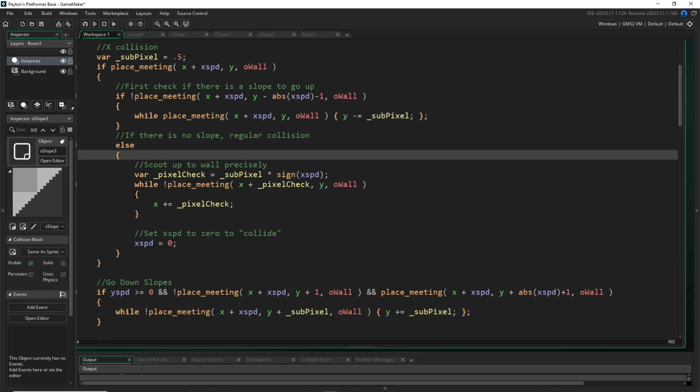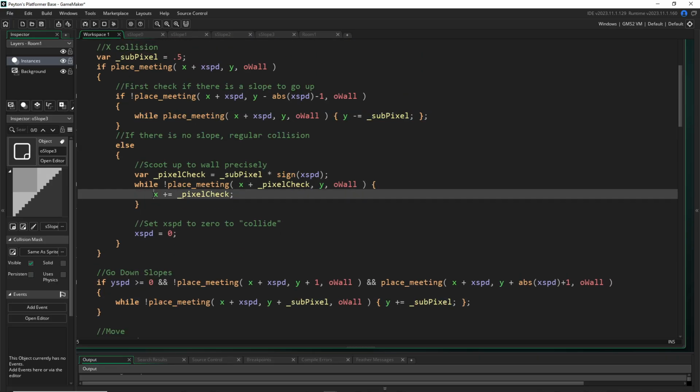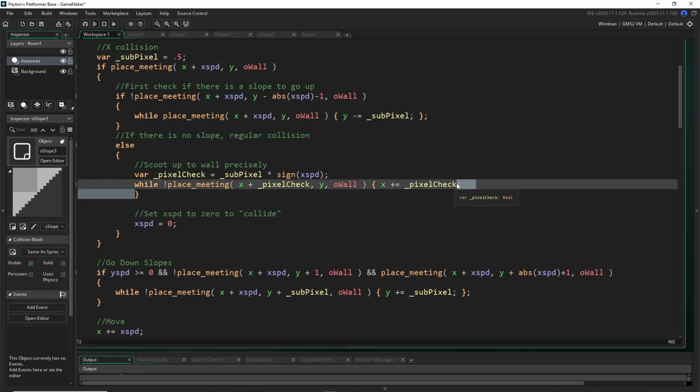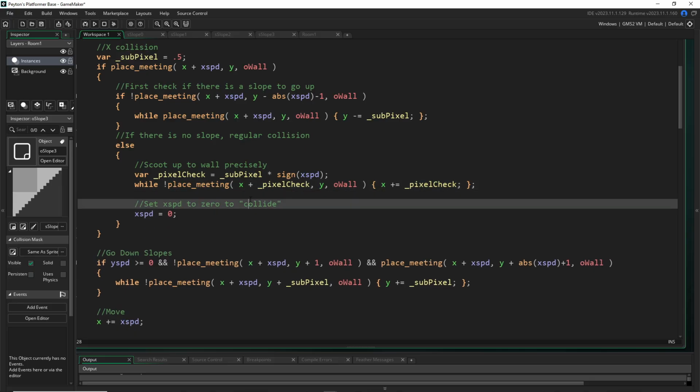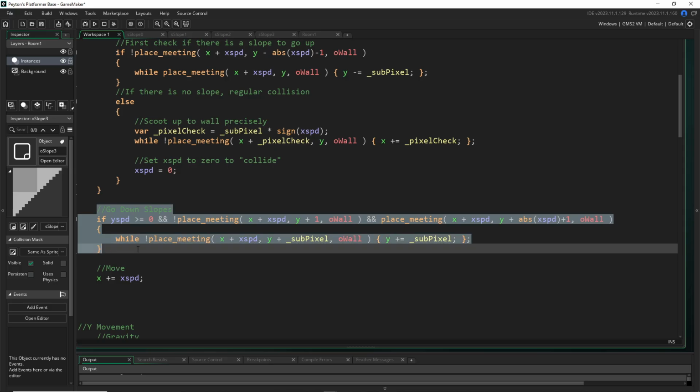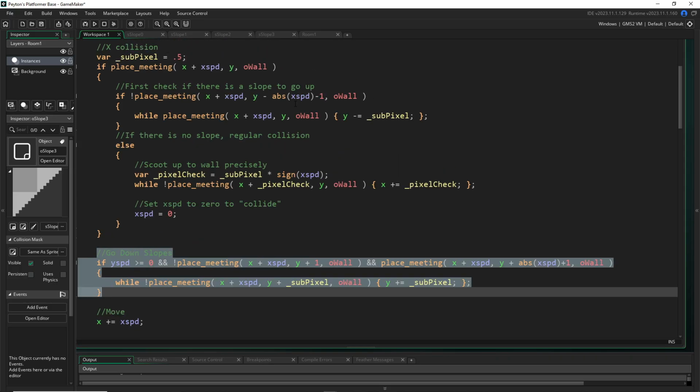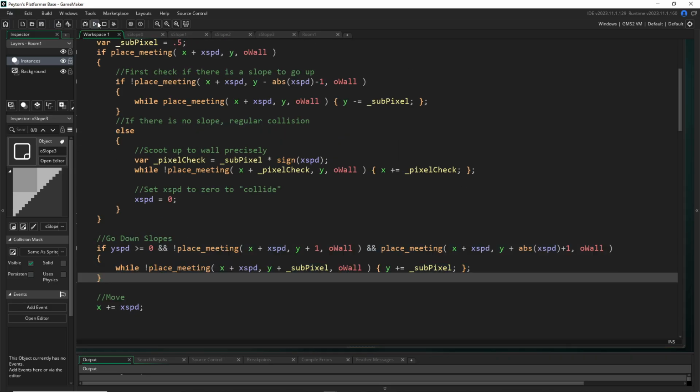And also while we're here, just to make this look a little bit cleaner and keep that in line with what we just did, I'm going to move all this onto one line like that. That was just bothering me, sorry. But yeah, so going down slopes is again just doing the exact opposite of what we did for going upward slopes. So let's test again.